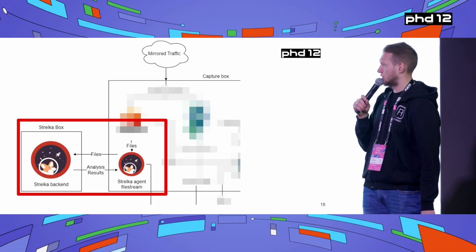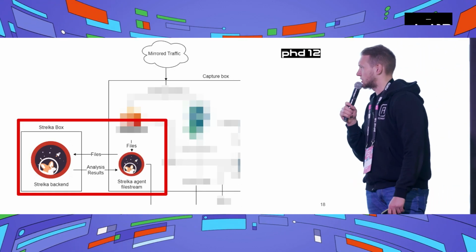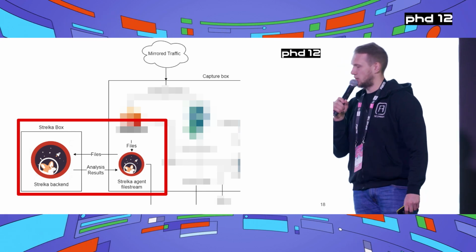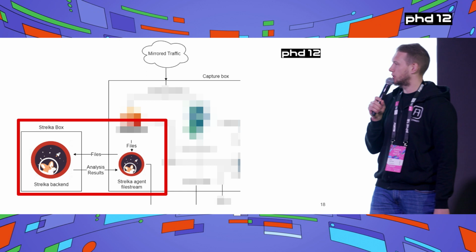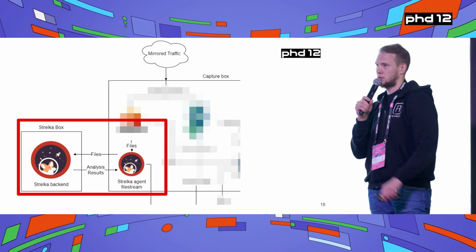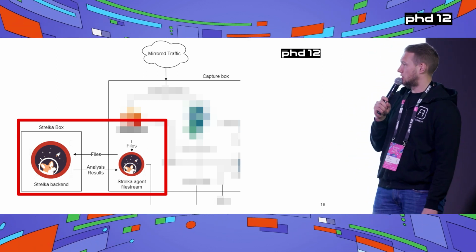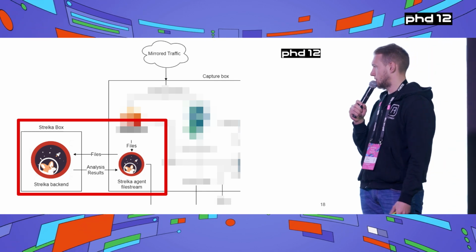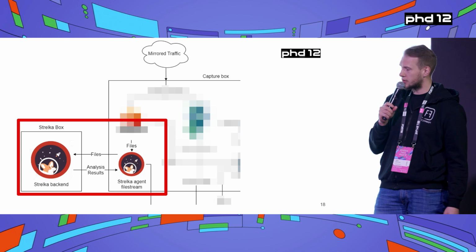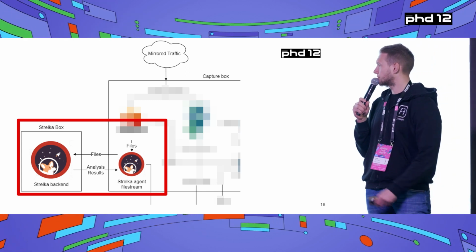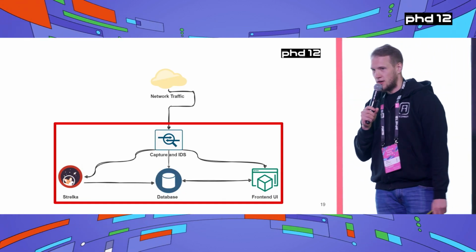In terms of the architecture, there are two components, front-end and back-end. Backend and agent. The agent is installed on the capture node. It would get the files and send them to the backend. The backend would analyze that and send the information back to the capture node, and it would keep it there.